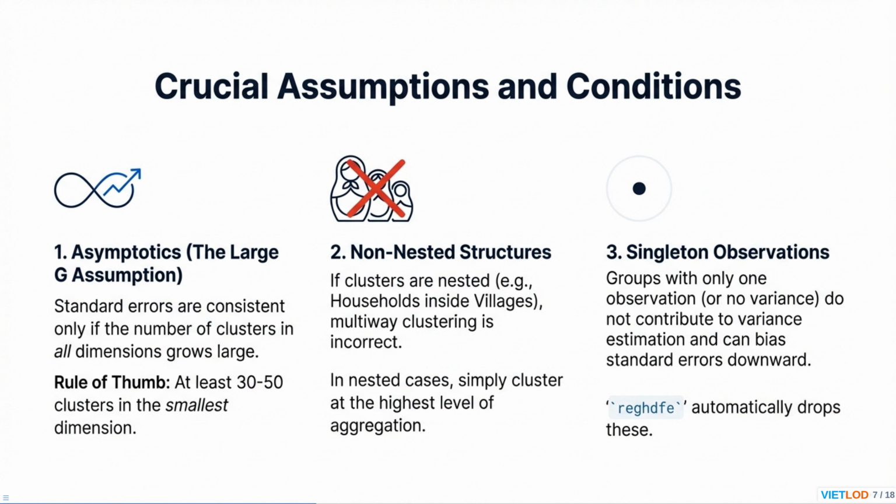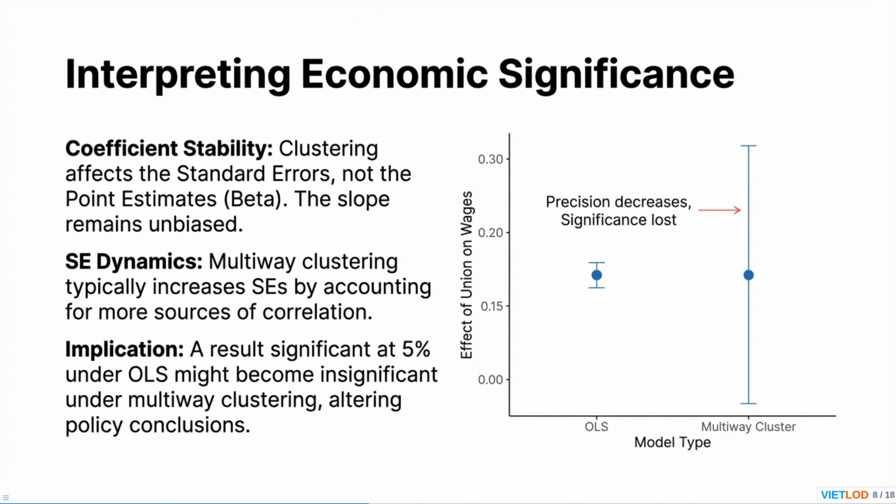Finally, we must consider singleton observations. These are groups containing only a single observation. Such groups do not contribute to variance estimation and can bias standard errors downward. Thankfully, the reghdfe command in Stata automatically identifies and drops these singletons, ensuring more accurate results. Now that we understand the theory and its requirements, let's see how applying multi-way clustering actually affects our regression results.